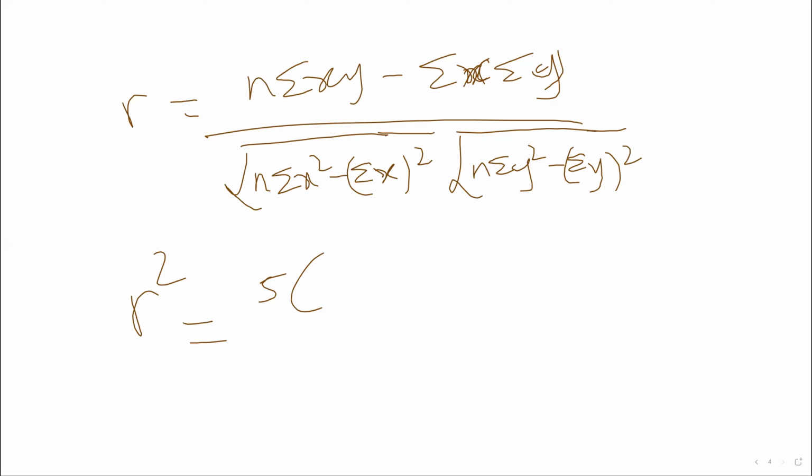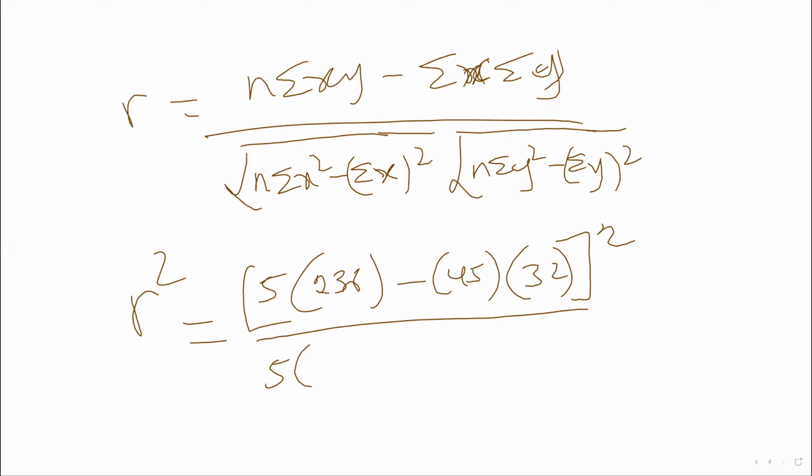Somebody should provide sigma x. 45. Sigma y. 32. Sorry, this should be squared, right? Then N is 5. Sigma x squared? 577. Can somebody confirm? 577.